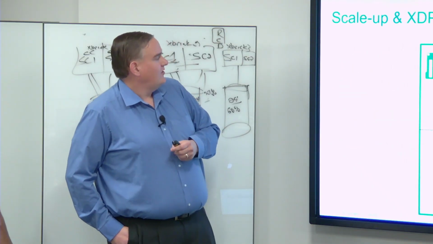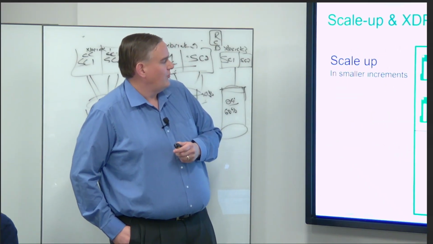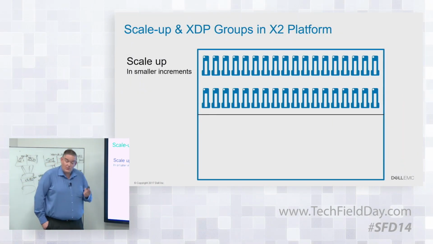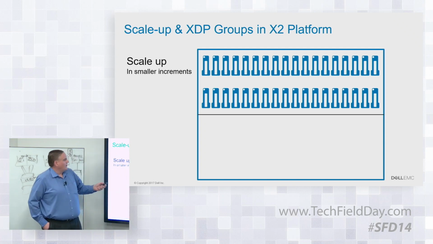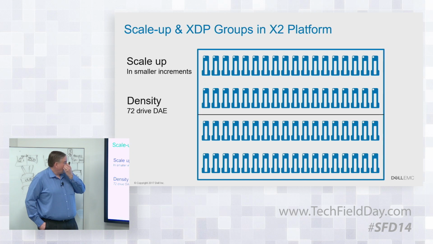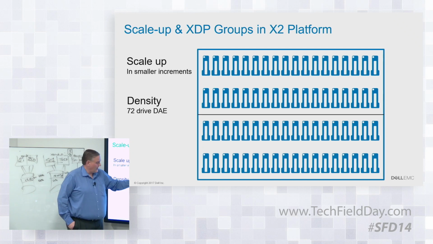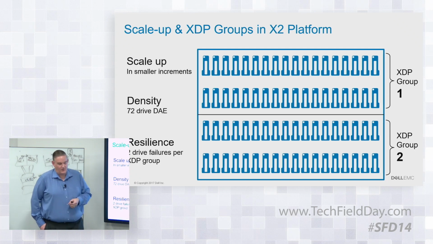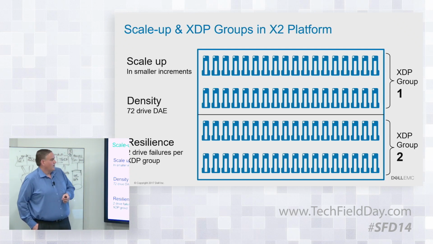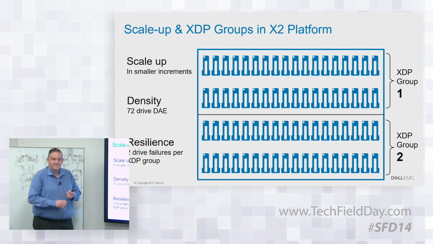All right, so let's drill into this DAE a little bit. In X1, we had a single XDP group, and that was 25 drives. In X2, with 72 drives, we've gone to the ability to have 2 DPGs. Each represents 36 drives in the environment, and allows us, of course, to have 2 simultaneous failures in each of the XDP groups at a time. The math on that is pretty astronomical, but I suppose it could happen, so we do want to protect against that. Questions about XDP at all? Okay.